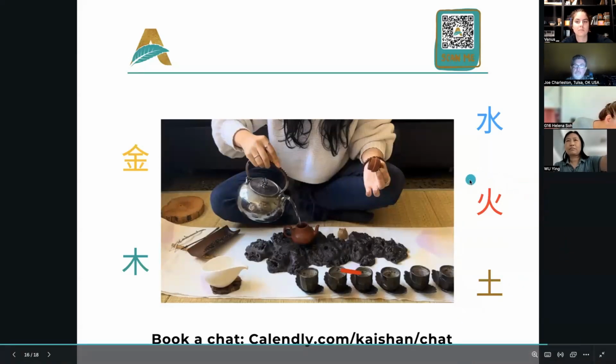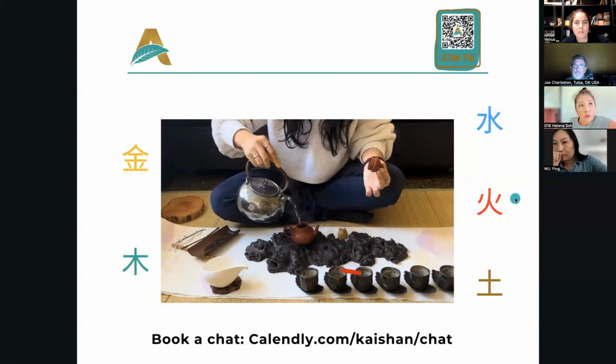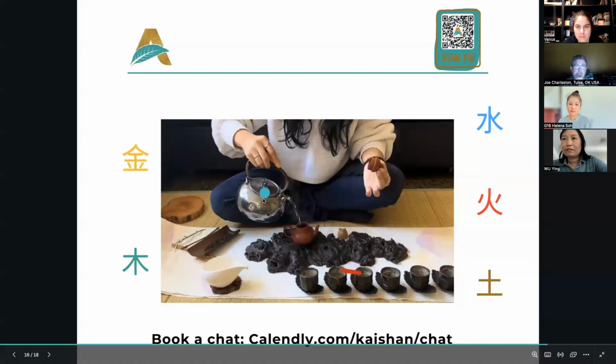Okay, the next element, can someone tell me what this one is? Fire? Yes, the person waving the hand is fire. Very dangerous. So where do we use fire in tea brewing? To heat the water. Yes, to heat up the water.